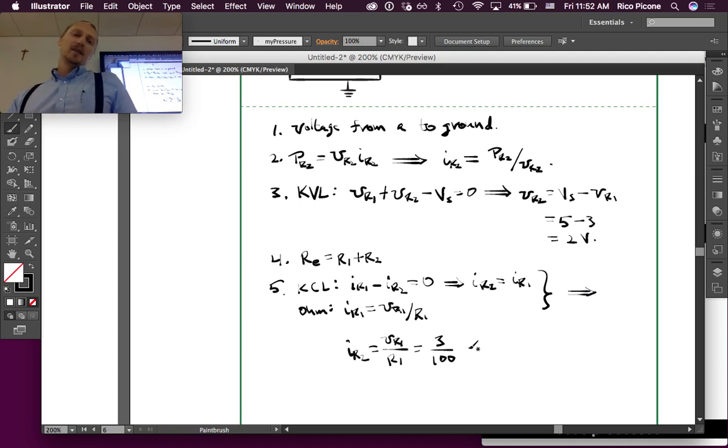But this comes out to be, and this is going to come out in amps because we used 3, which was in volts, and we used 100, which was in ohms. We didn't use kilo ohms or anything like that. And this comes out to be 30 milliamps, right? 30 milliamps.